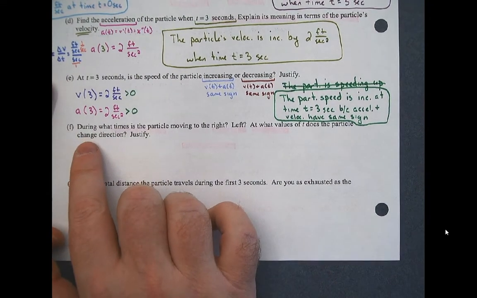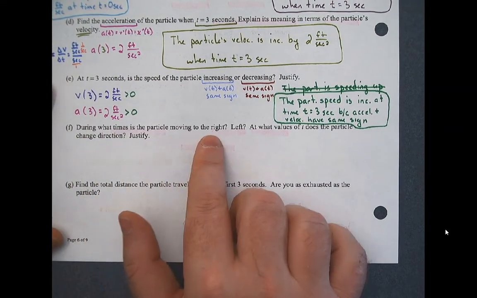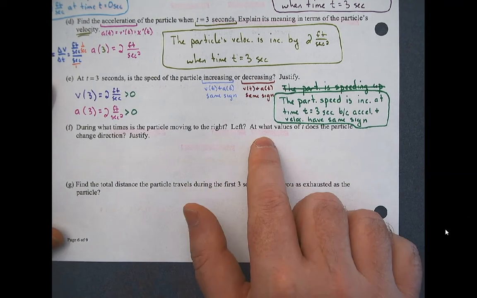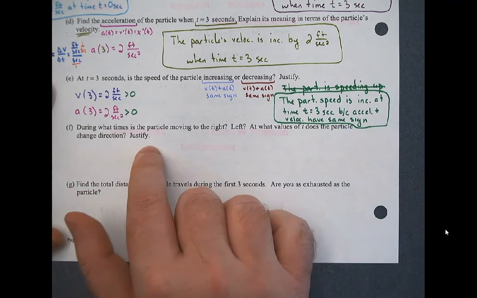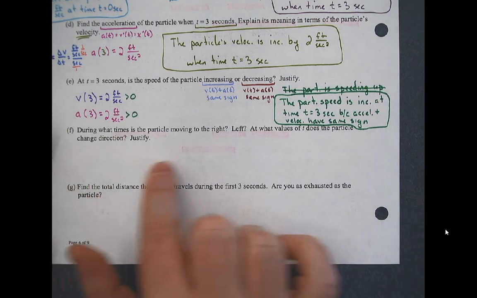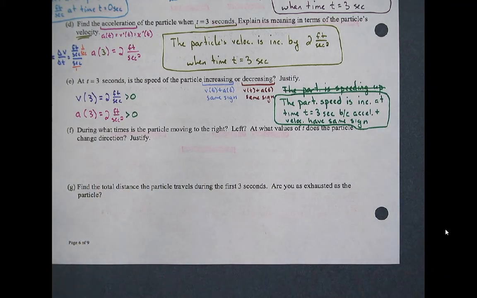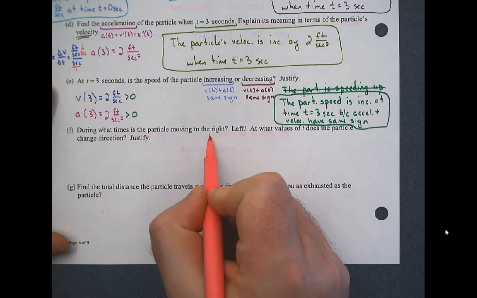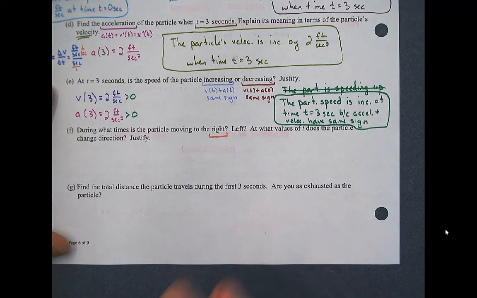All right. During what times is the particle moving to the right, to the left, and at what values of t does the particle change direction? Justify. So we got a lot going on here in that little space. So let's start off with our annotating as always. At what time is the particle moving to the right? Stop there. What does it mean to be moving to the right? How do you know when a particle is moving to the right?